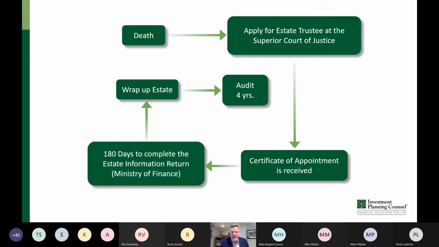It was recently 90 days to complete. After getting lots of complaints and people not being able to comply within that short time frame, they've now extended it to 180 days as of January 1st, 2020. So once you've done that return and you're administering the estate, within a year, if it's a simple estate, you'll usually wrap it up. Keep in mind that you can be audited by both Ontario and the federal government for up to 4 years.